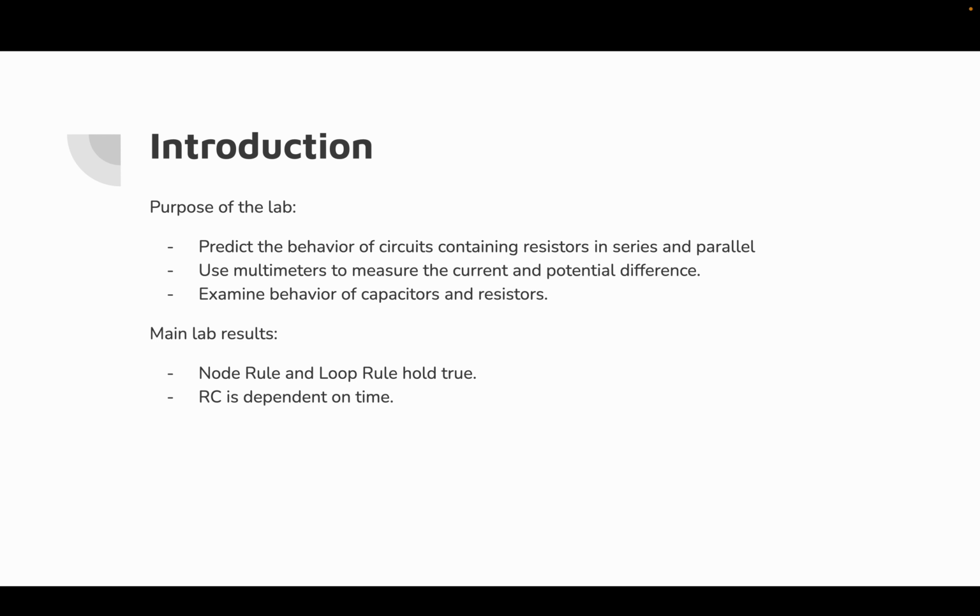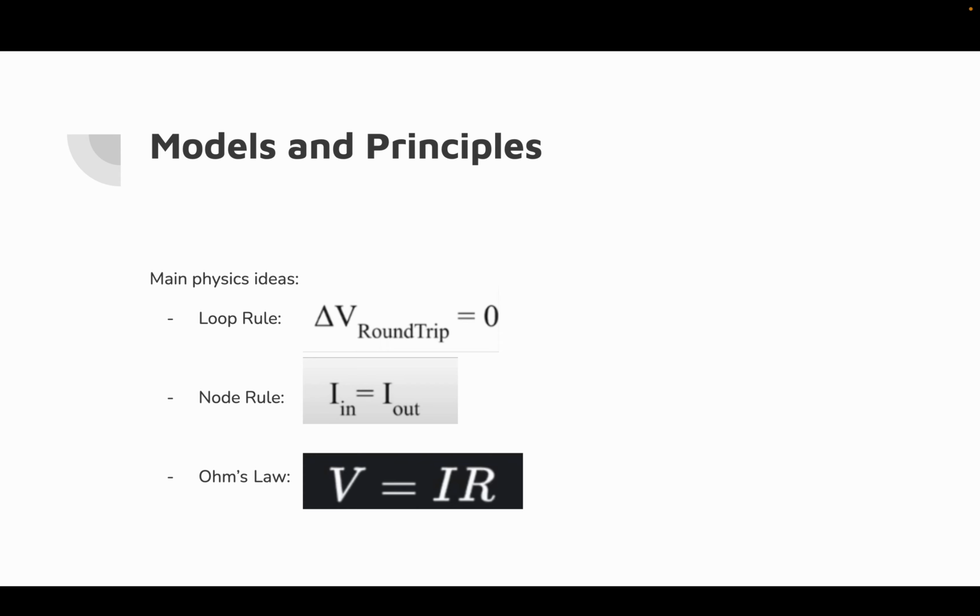The main lab results we will see by the end of this video include: 1. Node rule and loop rule hold true, and 2. RC is dependent on time. The main physics ideas that are present in this experiment include the loop rule, delta V round trip is equal to 0, node rule, I in equals I out, and Ohm's law, which is V equals I, the current times R, the resistance.